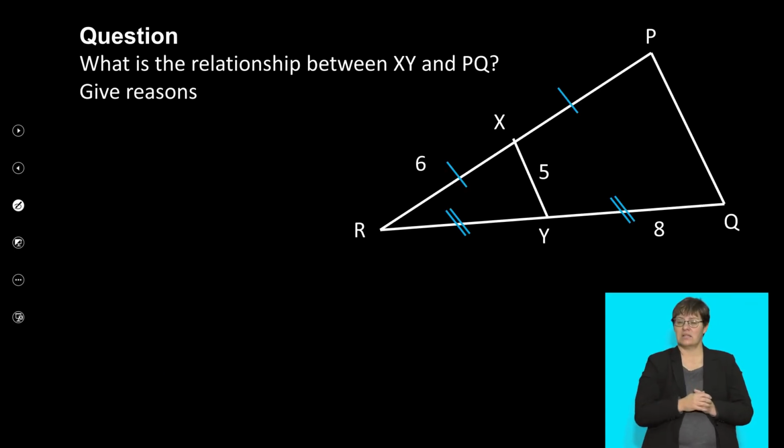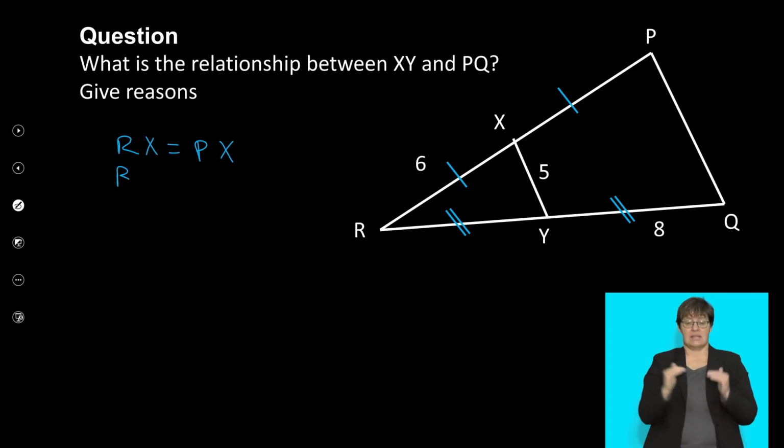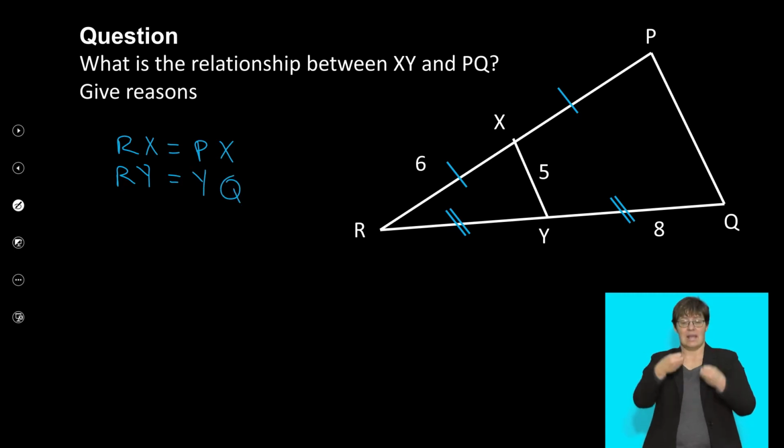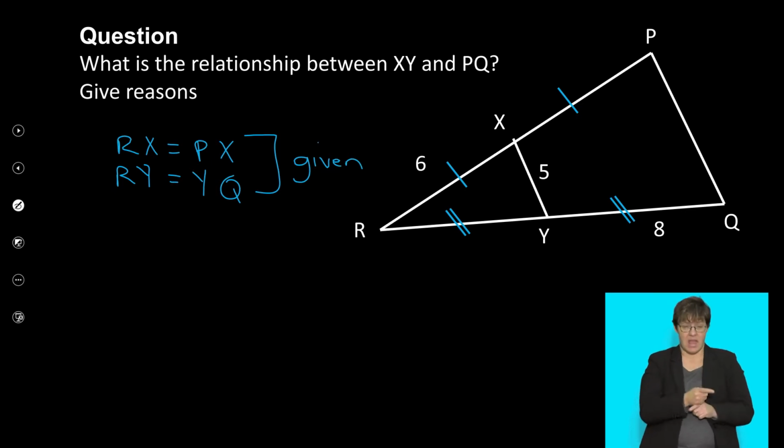To apply this now, they want me to talk about the relationship between X, Y, and PQ. So firstly, you will say RX is equal to PX, and then you will say RY is equal to YQ, and all of this is given to you. That will be a reason there. And then as a result, you will say XY is parallel to PQ, and the reason will be midpoint theorem.